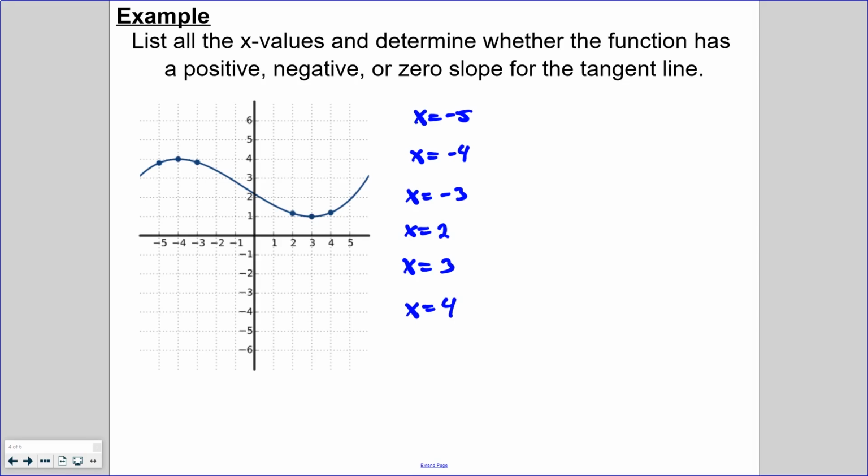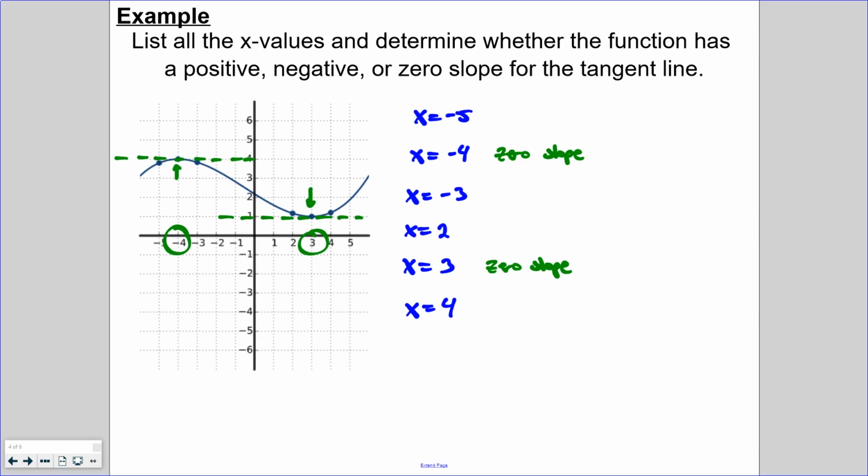And then from here, we just need to classify whether the slopes are positive, negative, or 0. It's always easiest to identify where the slopes are 0 first, because horizontal tangent lines exist at turning points. We can see that we have a turning point right here and a turning point right there. If we were to sketch our tangent line, we could see that at those 2 points, we're going to have a slope of 0. And those 2 tangent lines occur at x equals -4 and x equals 3. So 0 slope and 0 slope.